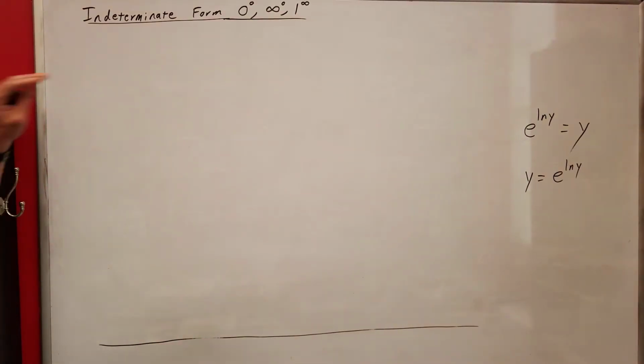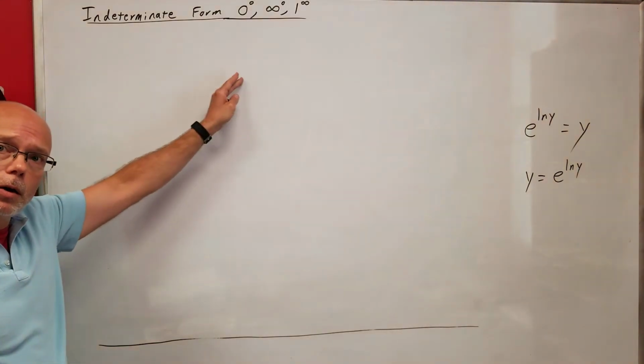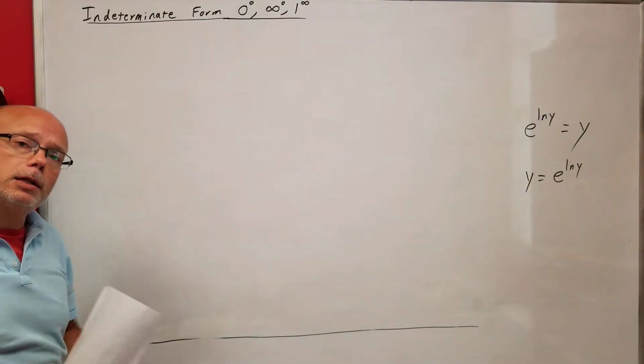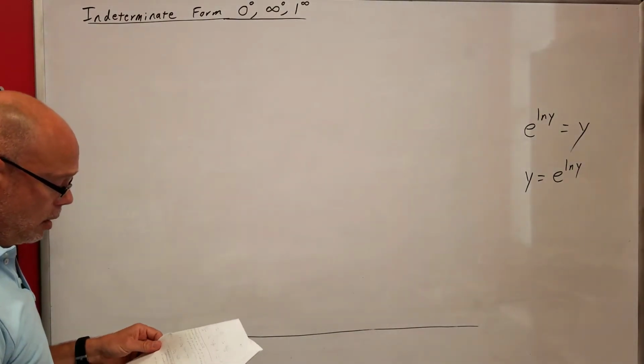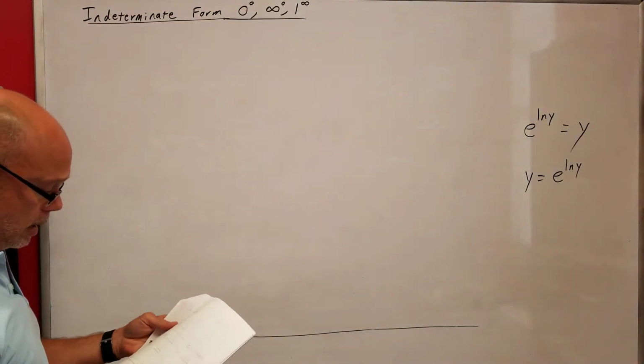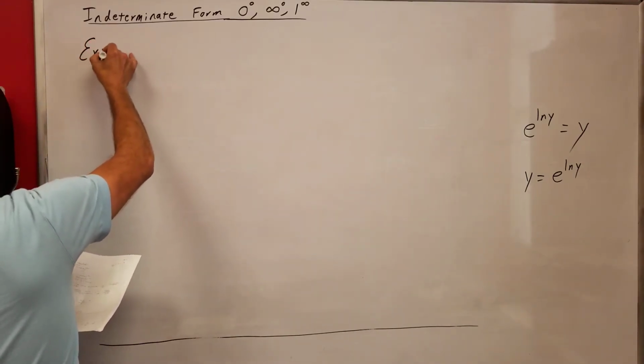Now, what are we going to do with these? We're going to introduce an independent variable, and we're going to take the log of both sides and so forth. And it's actually easier to show you than it is to explain it. All right, so let's look at this. Suppose we have this example.